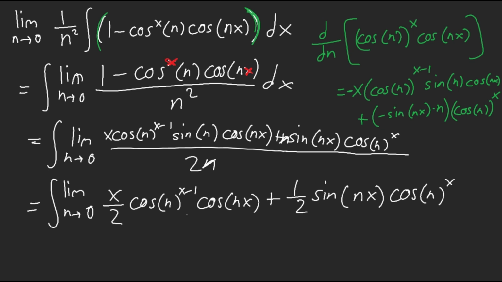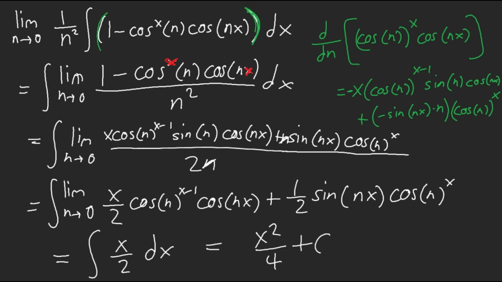Can we plug in 0 now? Yes, we can. For the love of God. Yes. So plug in 0, we get 1, everything here. So this is x over 2. And then plus, and then plug in 0 here. Everything is 0. So what we have is the integral of x over 2. Wow. So our answer is x squared over 4 plus c. And this is our answer.